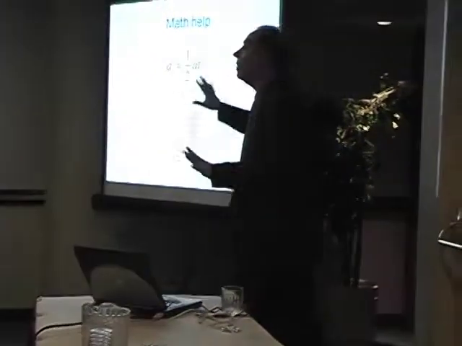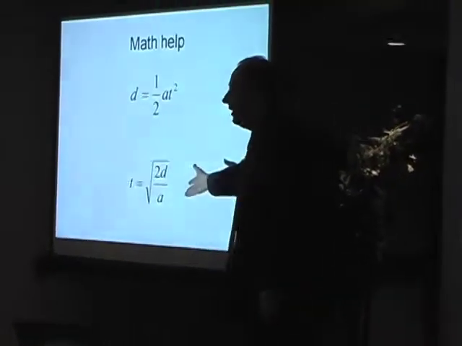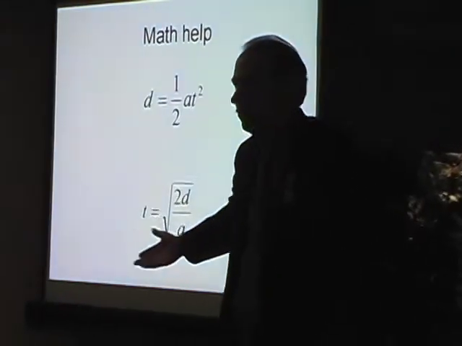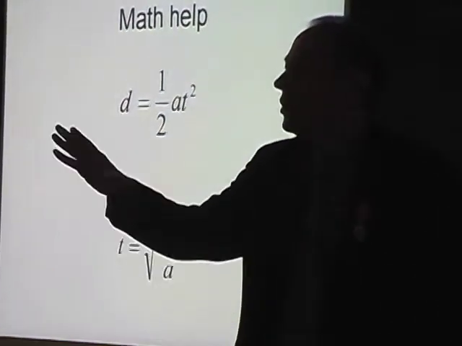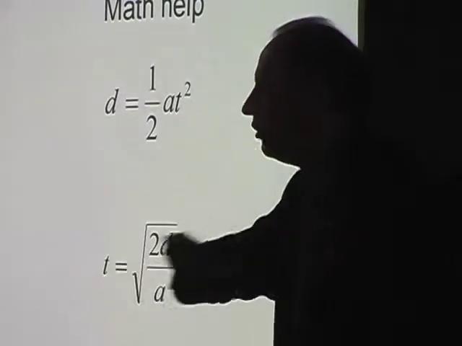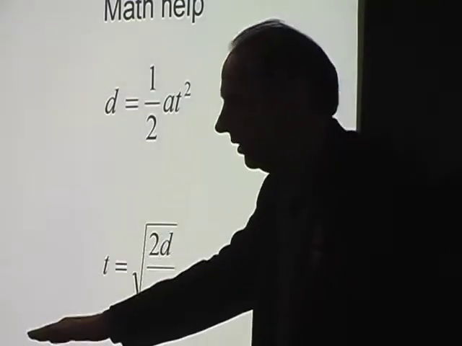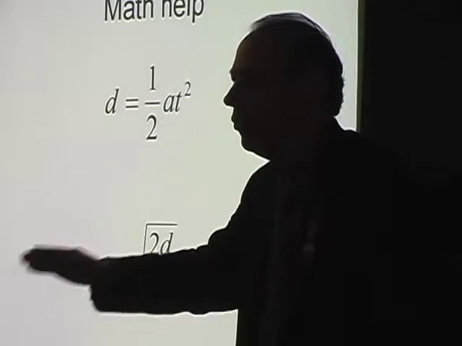What are our alternatives? Well, there are alternatives in instruction. Most of us, d equals 1/2 at squared, t equals square root of 2d over a, we say, that's the same equation. For most kids in America, these two equations have no relation to each other at all. No relation at all.